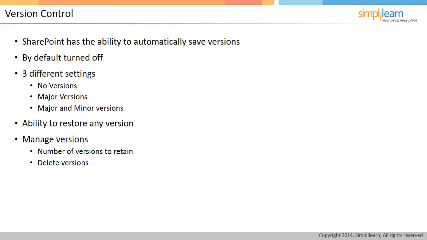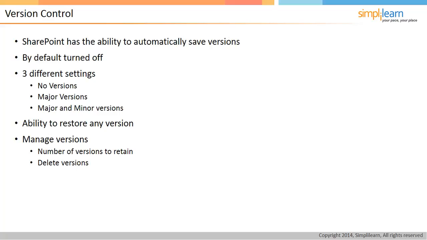There are 3 different settings when it comes to version control in a library. The first, the default, is to have no versions. This is useful when the files are fixed and no changes are required or expected, or you only want to maintain the latest changes. The second option, major versions, stores each saved version with a consecutive number starting from 1.